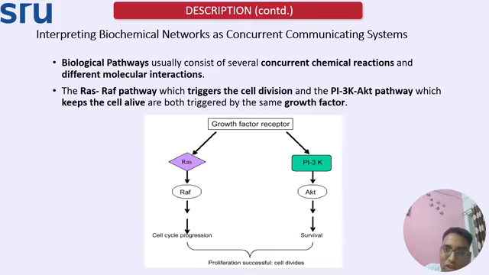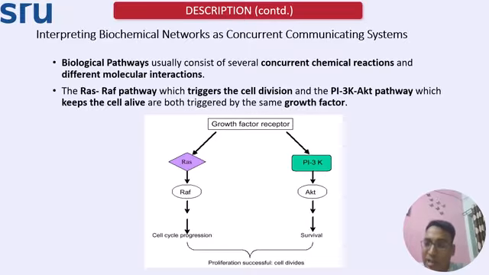So biological networks usually consist of concurrent chemical reactions and different molecular interactions. Like the RAS-RAF pathway, which triggers cell division, and the PI3K-AKT pathway, which keeps the cell alive, are both triggered by the same growth factor. The growth factor initiates the RAS-RAF part. It initiates PI3K also, the AKT signaling. AKT signaling is important for survival, but the RAS-RAF pathway is important for cell cycle progression. So proliferation is successful, and the cell divides.